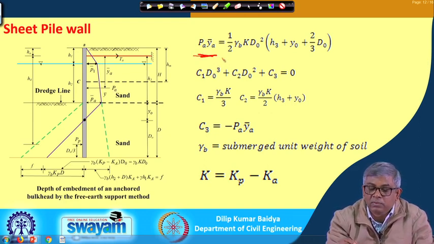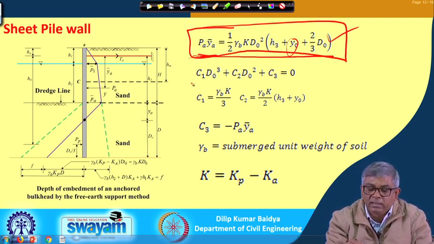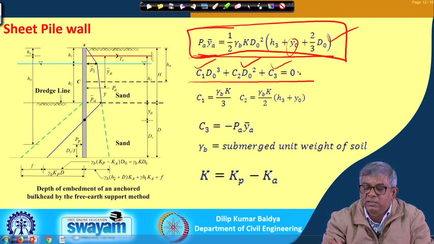P_A Y-bar is equal to half gamma_b K D naught square plus H 3. So this is written correctly here, H 3 Y naught plus 2 Y 3 D naught, and if I simplify this, it will reduce to an equation C 1 D naught cube plus C 2 D naught square plus C 3 equal to 0.